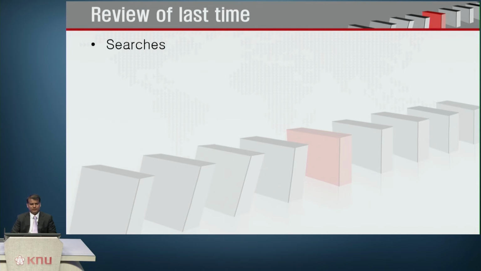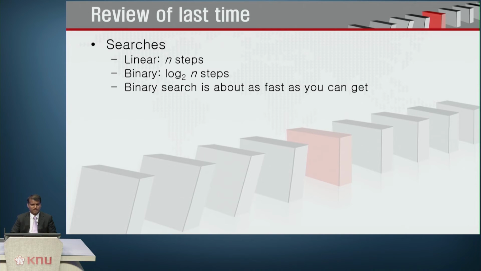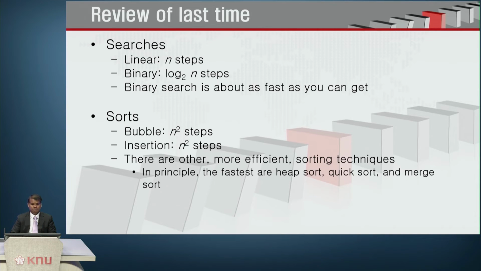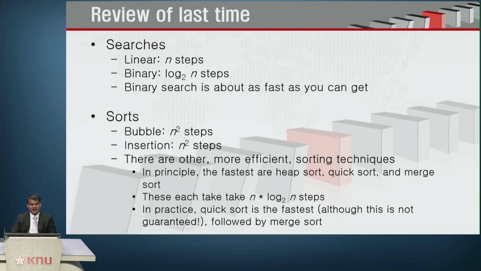Let's review for the last time. What are the things that you have seen? We talked about searches: linear search, which has n steps, and binary search, which has log base 2 of n steps. Binary search is about as fast as you can get. For sorting, bubble sort has n square steps. In fact, insertion sort also has n square steps, and there are other more efficient sorting mechanisms like merge sort, quick sort, heap sort, and so on. These take n times log base 2 of n steps. In practice, quicksort is the fastest, although it is not guaranteed, followed by merge sort.